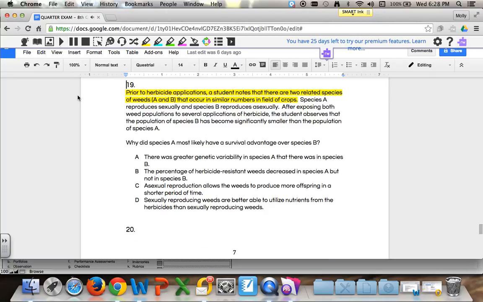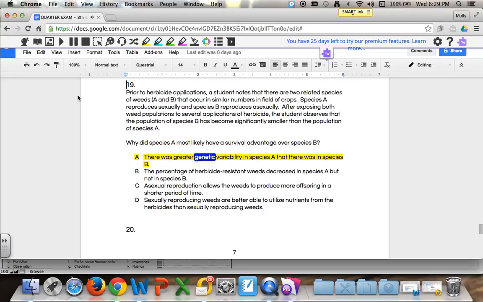19. Prior to herbicide applications, a student notes that there are two related species of weeds, A and B, that occur in similar numbers in a field of crops. Species A reproduces sexually and species B reproduces asexually. After exposing both weed populations to several applications of herbicide, the student observes that the population of species B has become significantly smaller than the population of species A. Why did species A most likely have a survival advantage over species B?